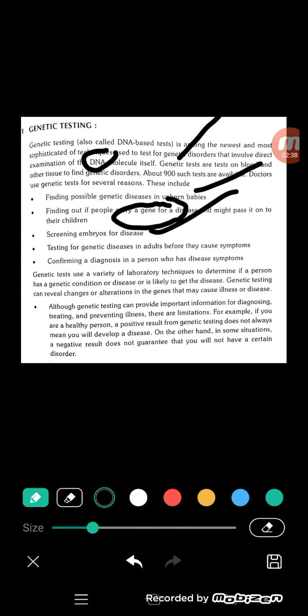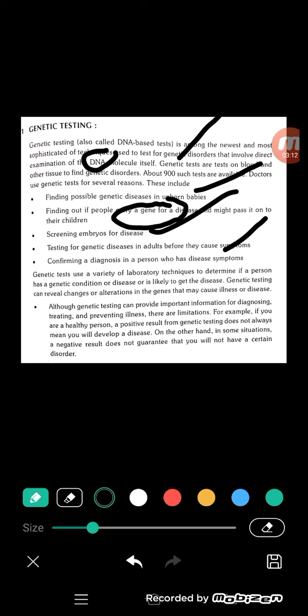So embryo identification purposes, and testing for genetic diseases in adults before they cause symptoms. So before they cause symptoms, these types of disorders are identified. And the next one, confirming the diagnosis in a person who has disease symptoms. So in a person who has disease symptoms, the genetic disorder is confirmed.